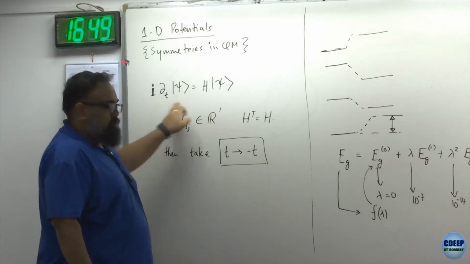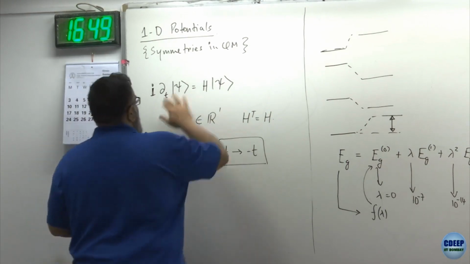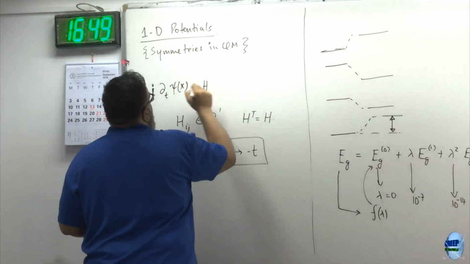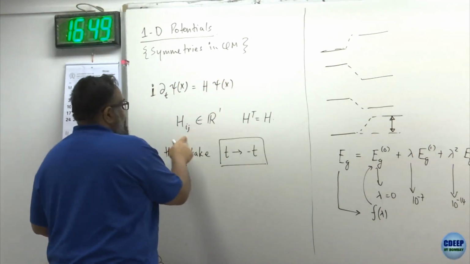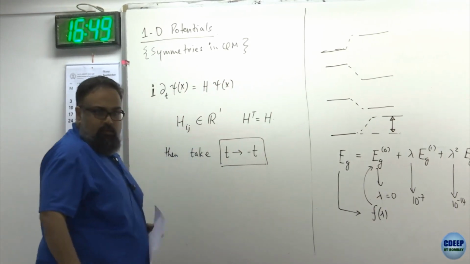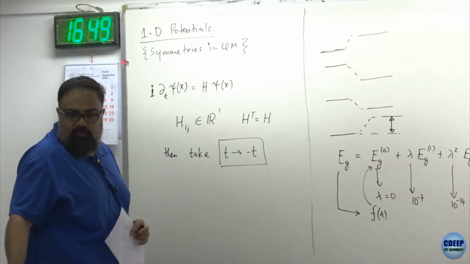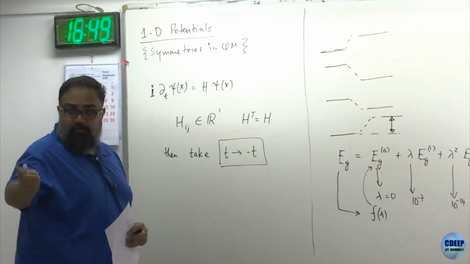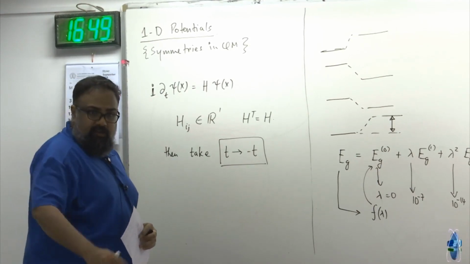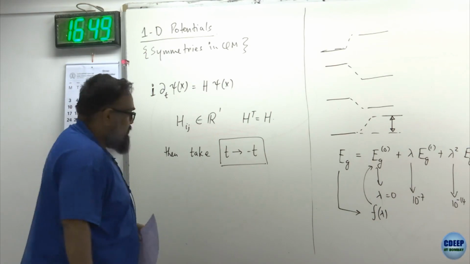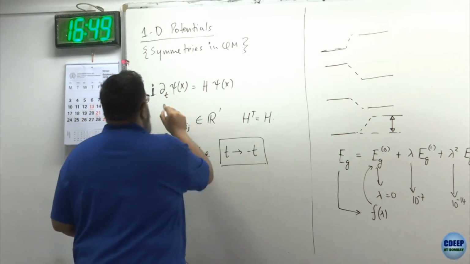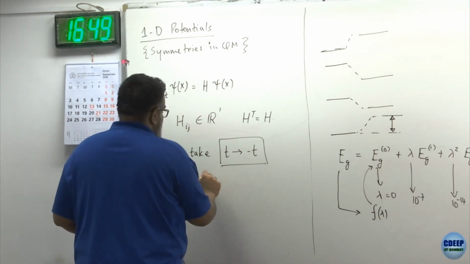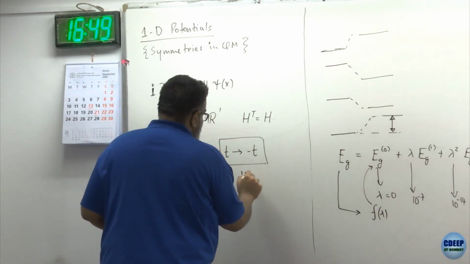So take the Schrodinger equation. I can write it normally. I don't have to write it this way. And let the Hamiltonian be a real function. This is true for almost all of the simple 1D problems that you're looking at: harmonic oscillator, square well, and so on. Harmonic oscillator is another example where you have even, odd, even, odd. Look at the functions. So take t to minus t. What do you get? You get i d by d of minus t times psi is H.